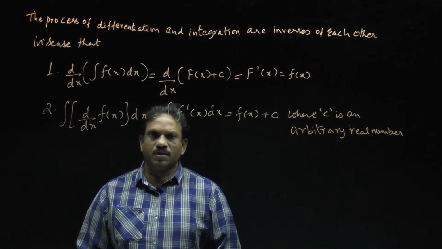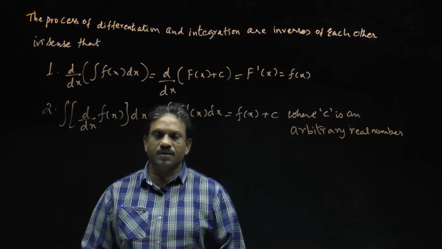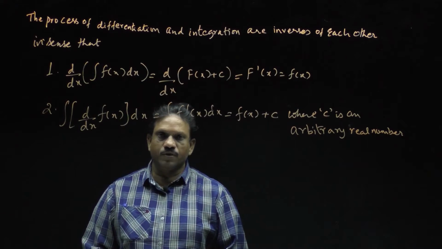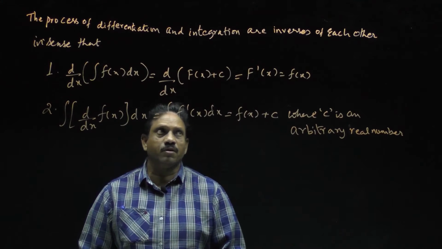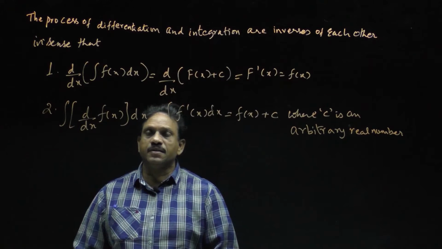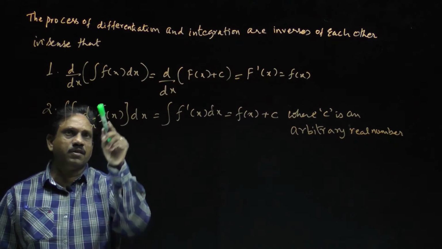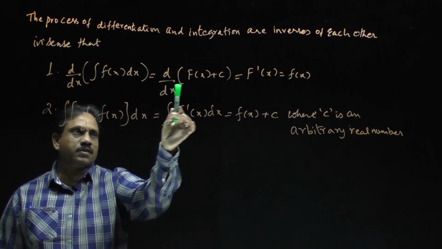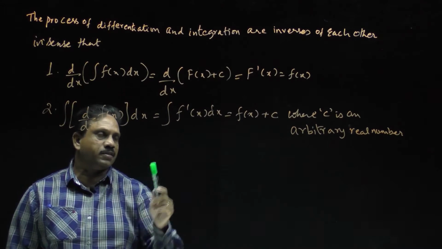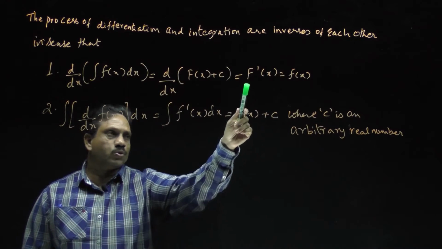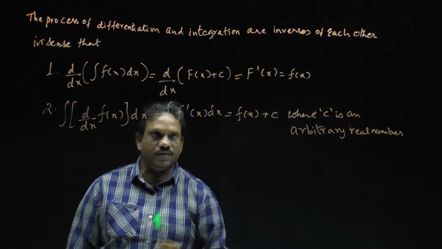We are going to discuss the concept of indefinite integrals. In indefinite integrals, we already discussed the derivative and its inverse process. The processes of differentiation and integration are inverses of each other, in the sense that d by dx of the integral of f of x dx is capital F of x plus c, and the derivative of capital F of x is f dash x, and the derivative of the constant is 0. So f dash x is the antiderivative part, which we call f of x.